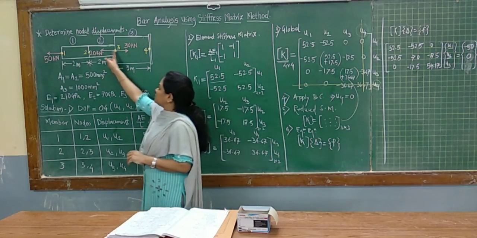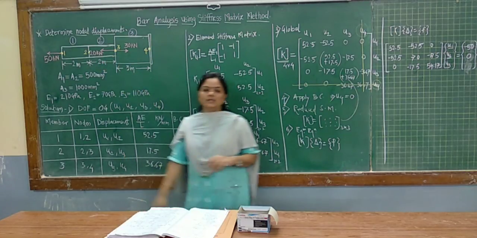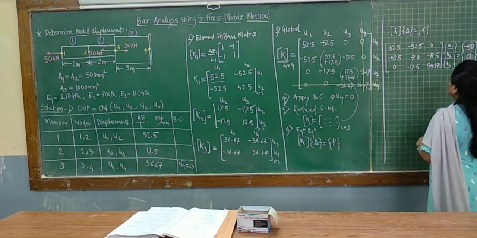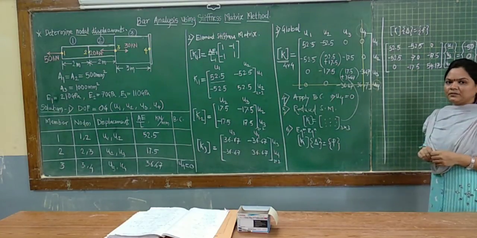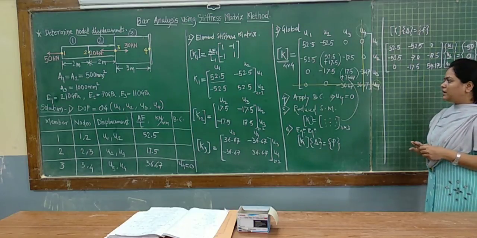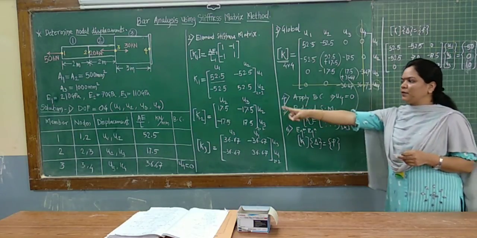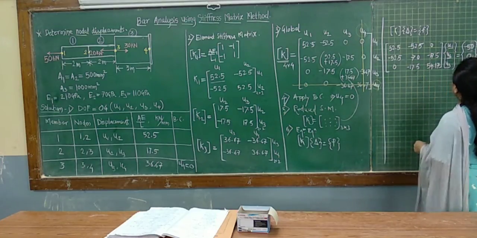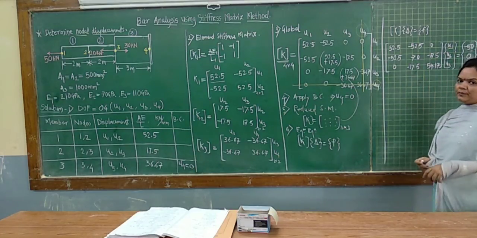So here minus 20 plus 30 is equal to 10. That force is F3, a 10 kilonewton force. Keep the unit as it is, because in AE upon L we have referred to it in kilonewton. So write the values here in kilonewton only.